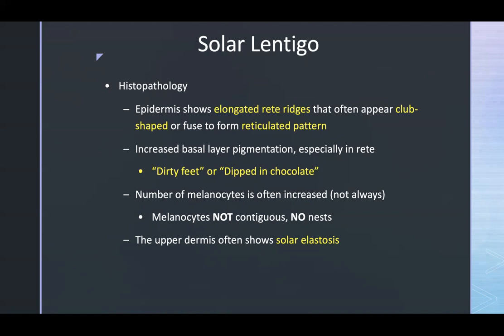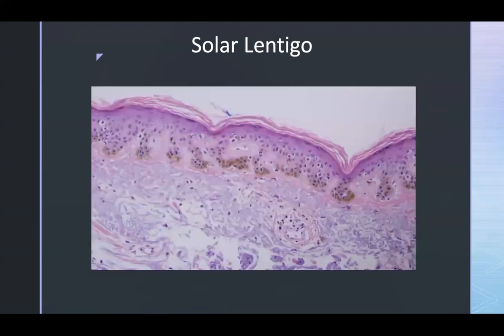The upper dermis often shows solar elastosis and solar lentigos, as you would expect. Here's an example of that dirty feet appearance. You see a solar lentigo that has hyperpigmentation at the base of the reedy ridges, and that's where you get that dirty feet or dipped in chocolate description. And the upper dermis has a bluish appearance to the collagen, which is known as solar elastosis.